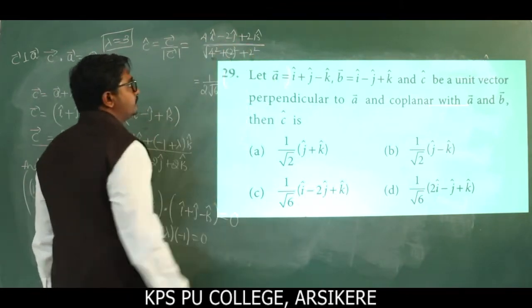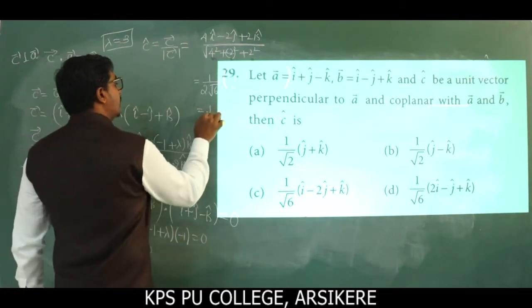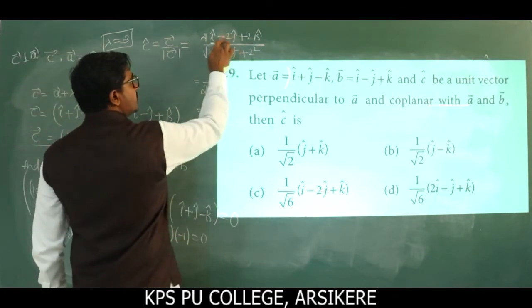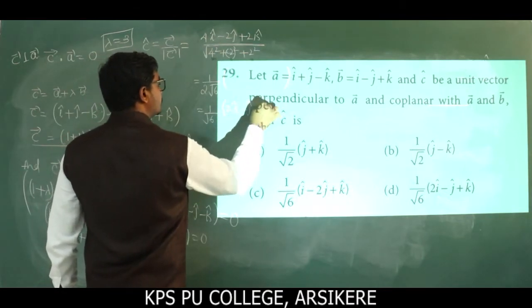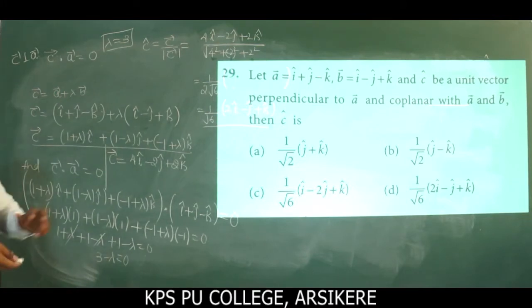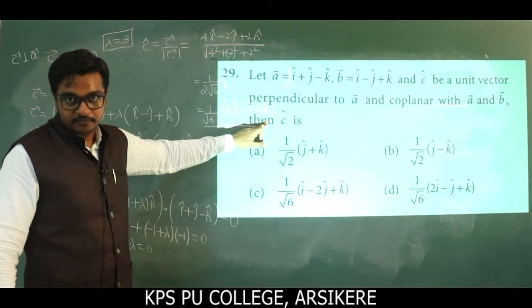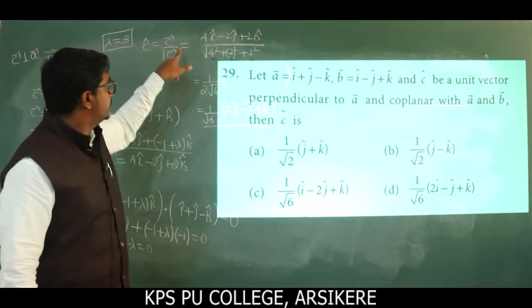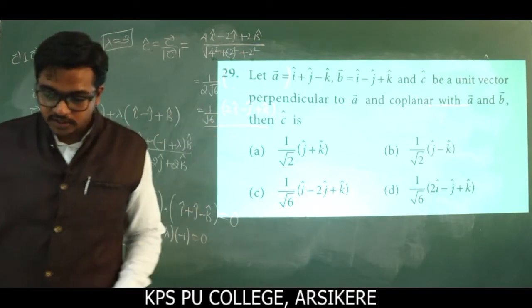What do we have here? 4i plus minus 2j plus 2k, divided by 2, we are left with 1 by root 6 into, taking 2 as common here, 2i minus j plus k cap. This is our answer: 1 by root 6 into (2i minus j plus k cap). This is our required answer, that is C cap. Take a pause and note down all the things I have written here.